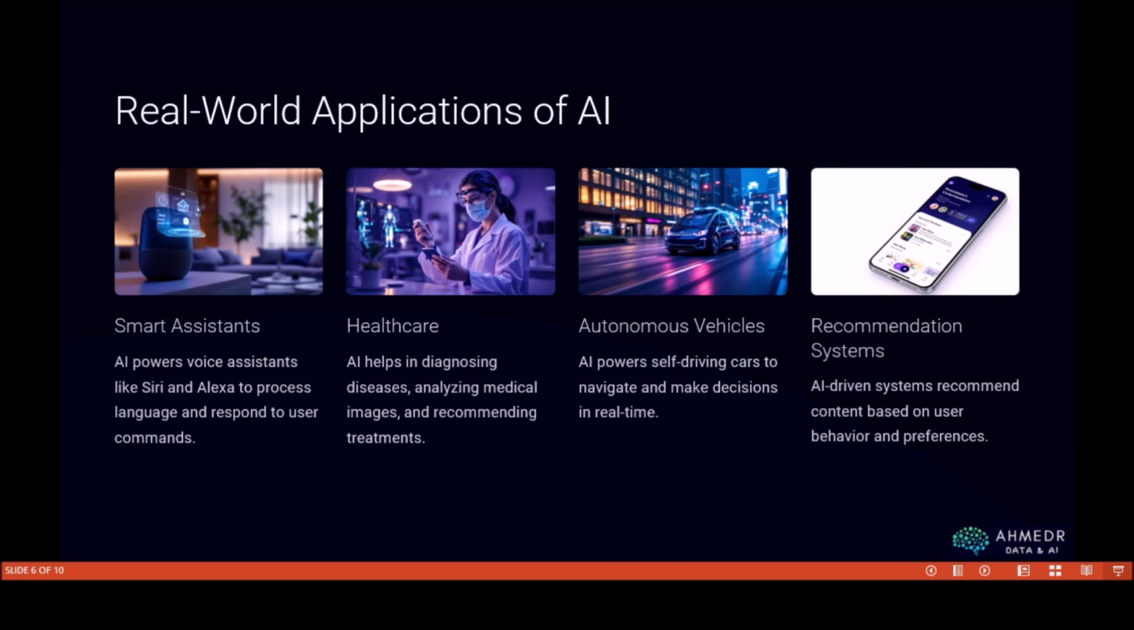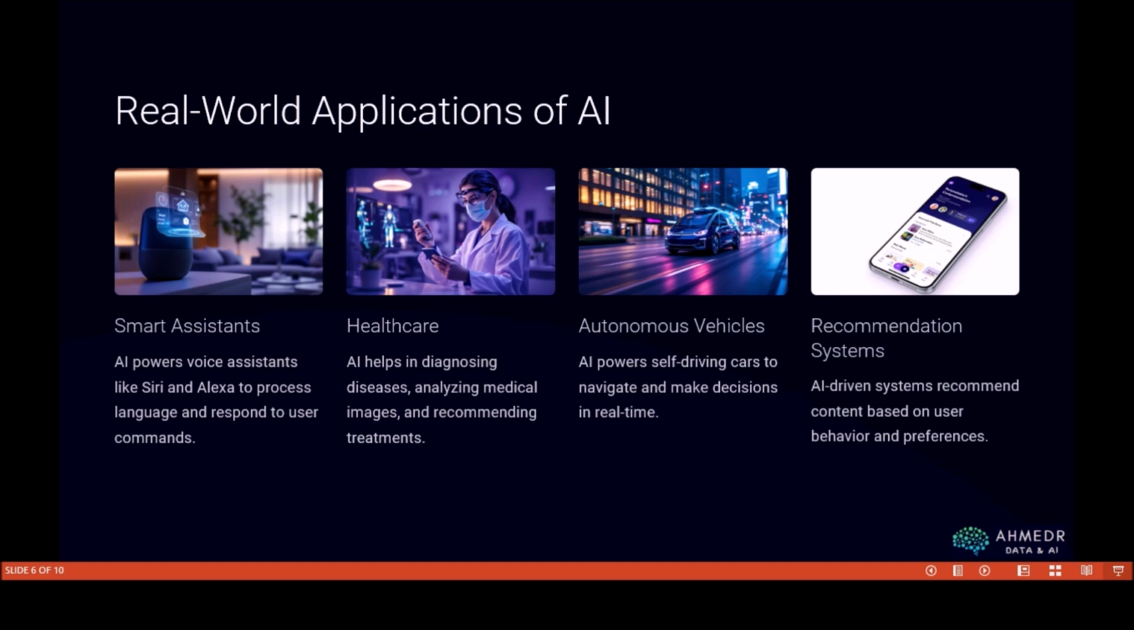What are the real world applications of AI? AI is deeply integrated into many aspects of our daily lives. For example, smart assistants like Siri, Google Assistant, and Alexa use AI to process your voice, understand commands, and perform tasks, making it easier to interact with technology. In the healthcare field, AI helps doctors by analyzing medical images, diagnosing diseases early, and even suggesting personalized treatments. For example, AI-powered tools like IBM Watson have assisted doctors in diagnosing cancer more accurately.